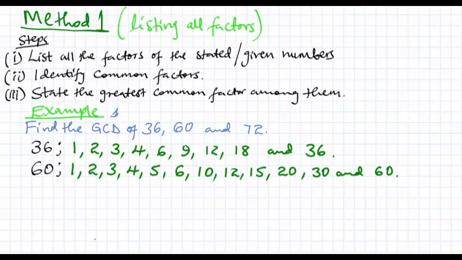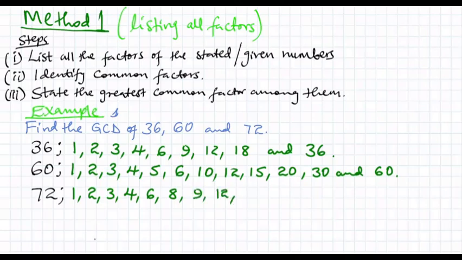Then the other number is 72, and also let us get the divisors of 72. We have 1, 2, 3, 4, 6, also 8, 9, also 12, 18, 24, 36, and 72. So those are the divisors.